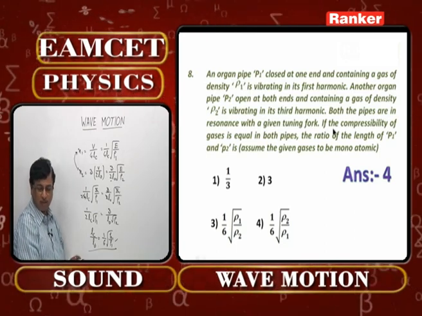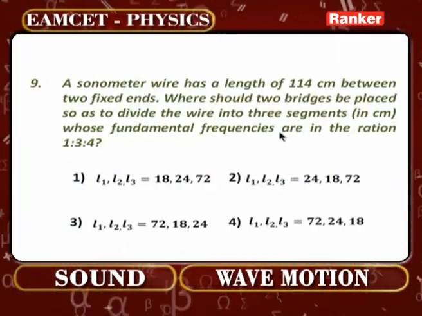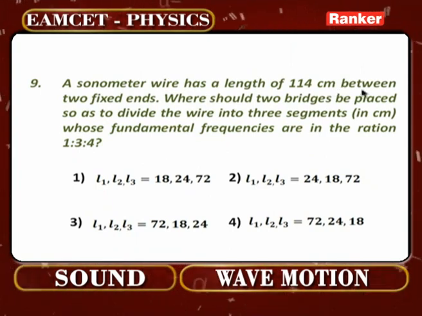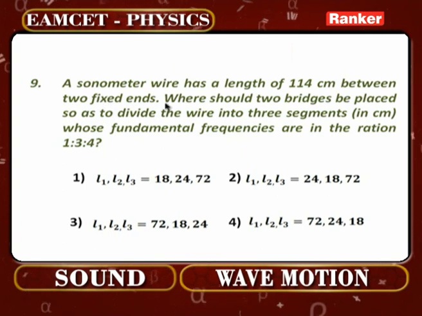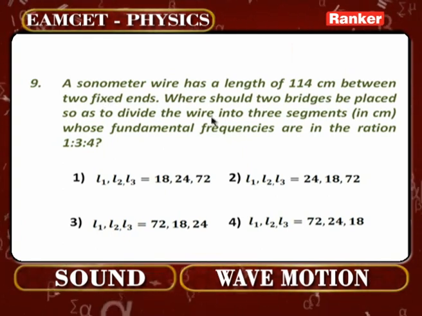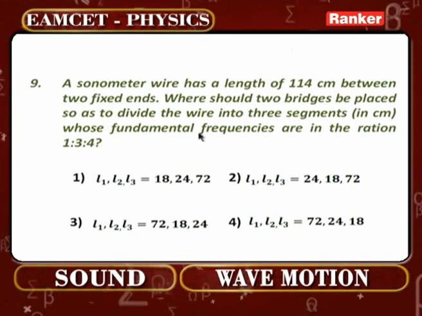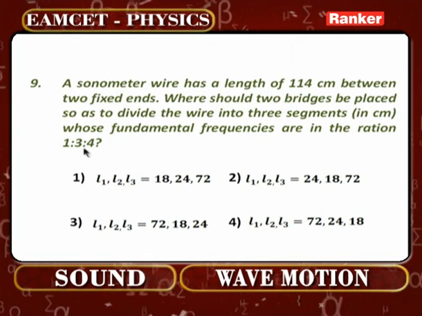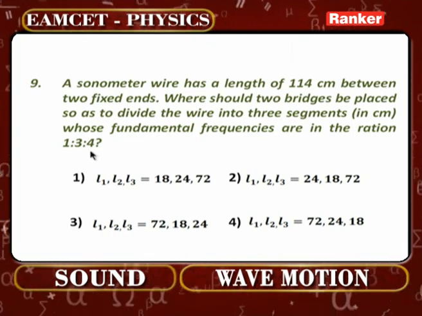Come to the next one, question number 9 in this case please. A sonometer wire has a length of 114 centimeter between two fixed ends. Where should two bridges be placed so as to divide the wire into 3 segments, in centimeter, whose fundamental frequencies are in the ratio 1:3:4? That is the concept.